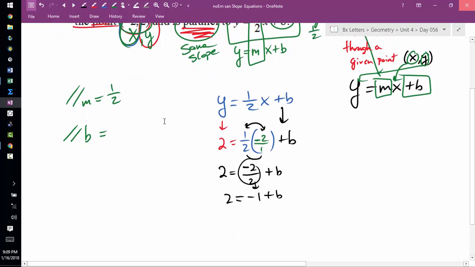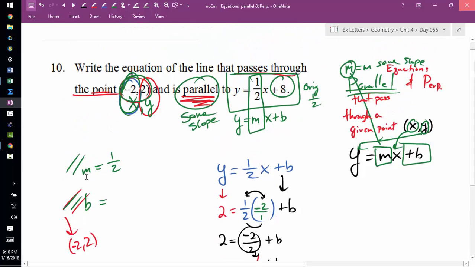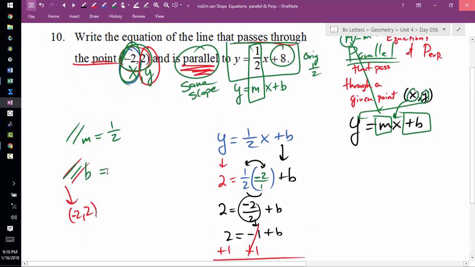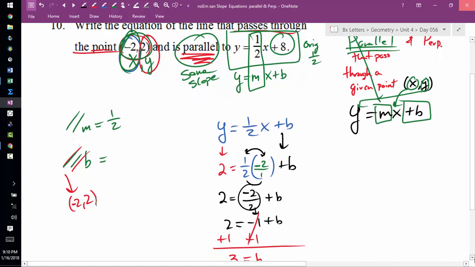We're going to keep on going. We're going to solve for b by getting rid of that -1 by doing the inverse operation. And we're going to see our new y-intercept is 3. Our parallel y-intercept, the y-intercept that's going through the point -2, 2. That's kind of why we substituted in, was to figure out what that y-intercept had to be. It's got to be 3.